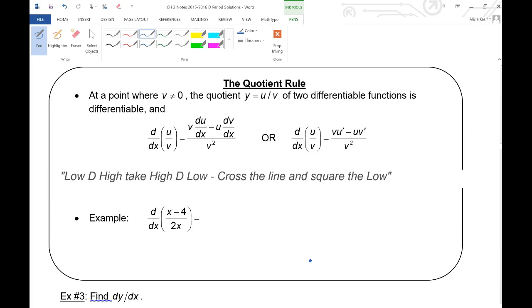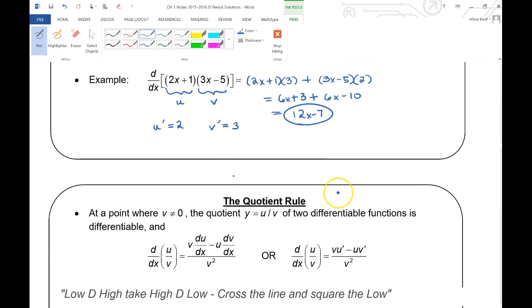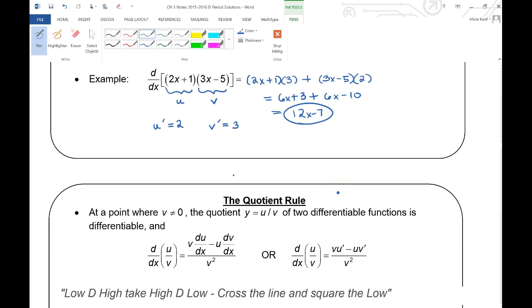The product rule was the easier of the two. The quotient rule is a bit more complicated. I have a little rhyme that may or may not help you. You could also memorize the formula.